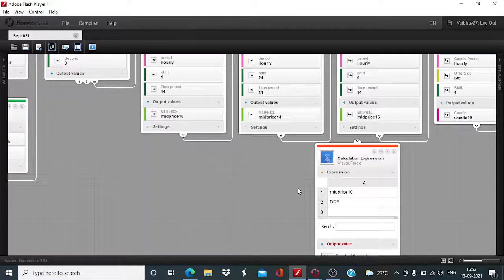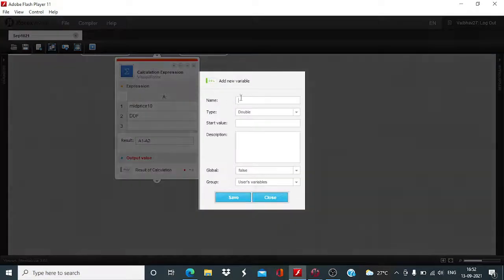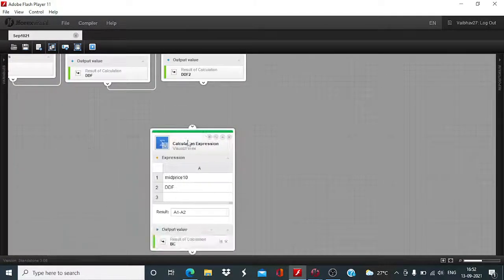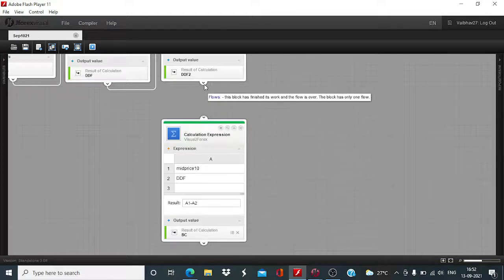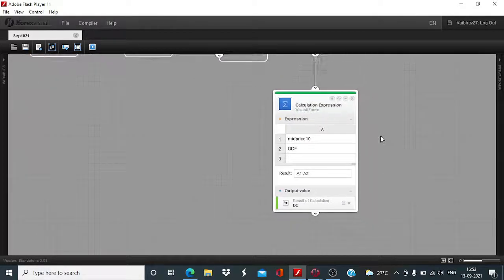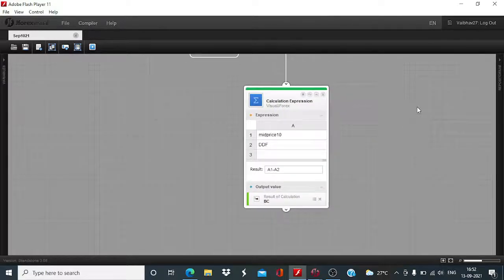Okay, and the calculation is going to be A1 minus A2 by condition. Okay, so here we have defined this value.